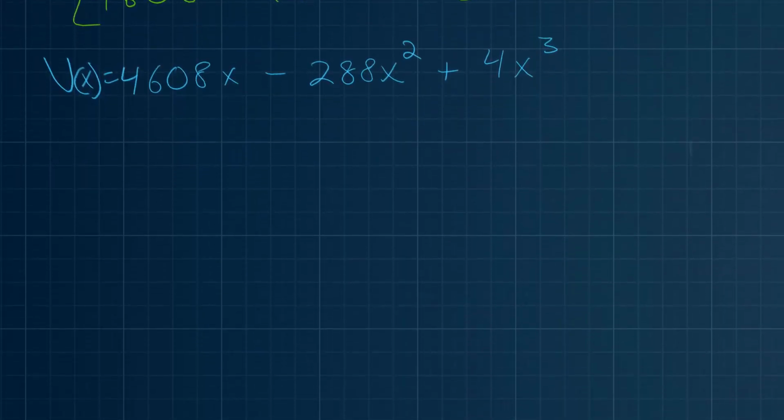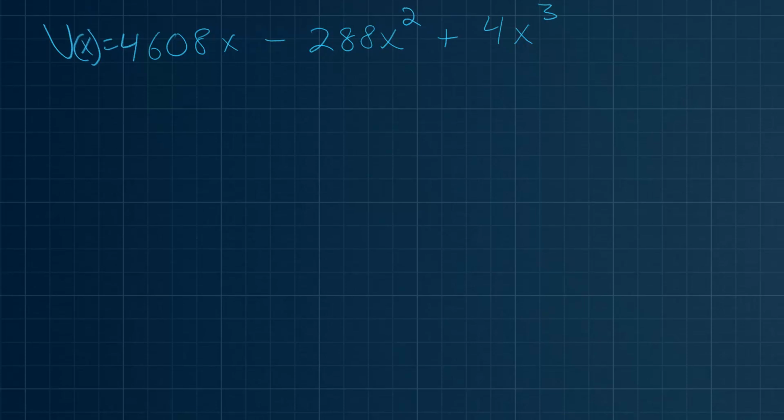So now the next step in this process is to differentiate so that we can set it equal to 0 and solve for x. So V prime of x is going to equal 4,608 minus 576x plus 12x squared. Now we can set this equal to 0 and solve for x.